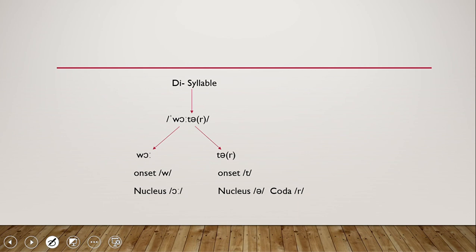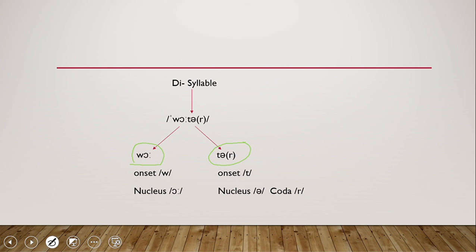I have given you another example, the word water. Water consists of two syllables. It is a disyllabic word, wa and ter. Let's consider the first syllable, wa. The w sound is in onset position, the or sound is the nucleus of the syllable, and there is no coda in the syllable. The next syllable in the word water is ter. The t is in onset position, schwa is the nucleus of the syllable, and there is an optional r sound.